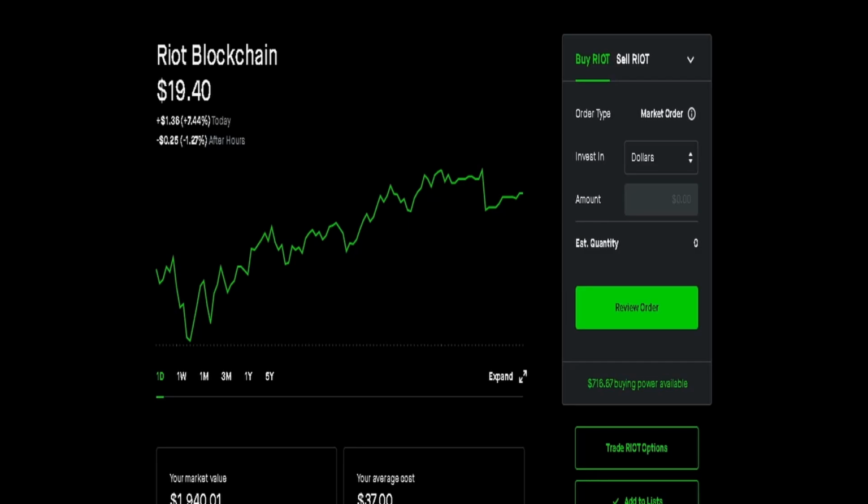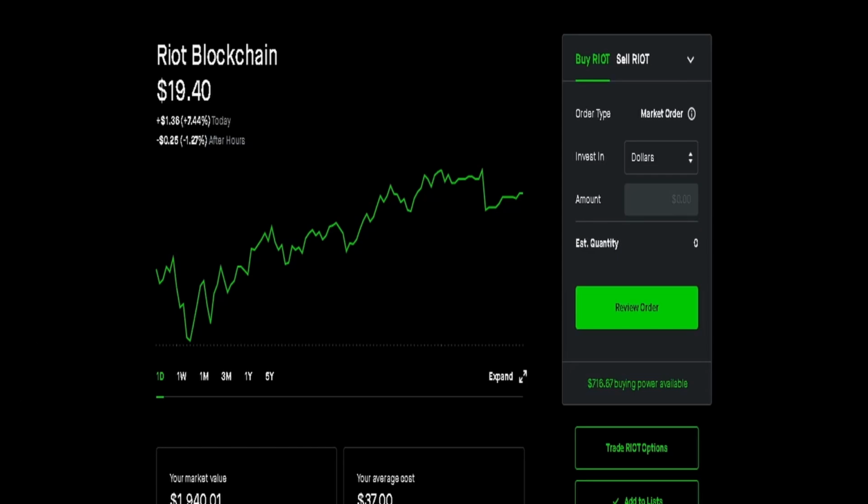As you can see, here is Riot, and right now at the making of this video, the stock market is closed on February 9th, 2022. So if you're not watching around this time, then the price will be different from what you see. But that's not the point of this video. The point of the video is to show you how to do options.